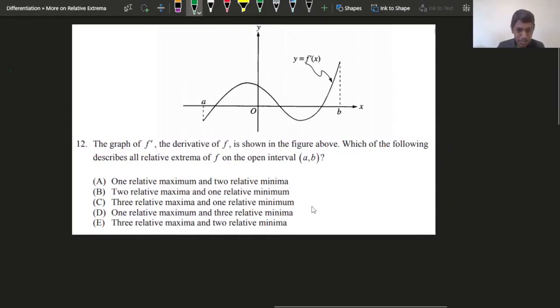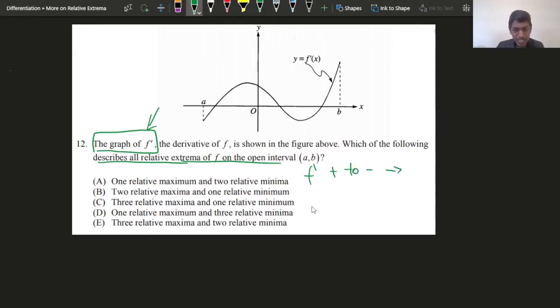Okay, so here's our next problem. We've got the graph of f prime. That's important to note. And we're describing all the relative extrema of f. So where are the relative extrema when we're talking about f prime here? When f prime changes from positive to negative, that's going to be a relative maximum. And if f prime changes from negative to positive, it's going to be a relative minimum.